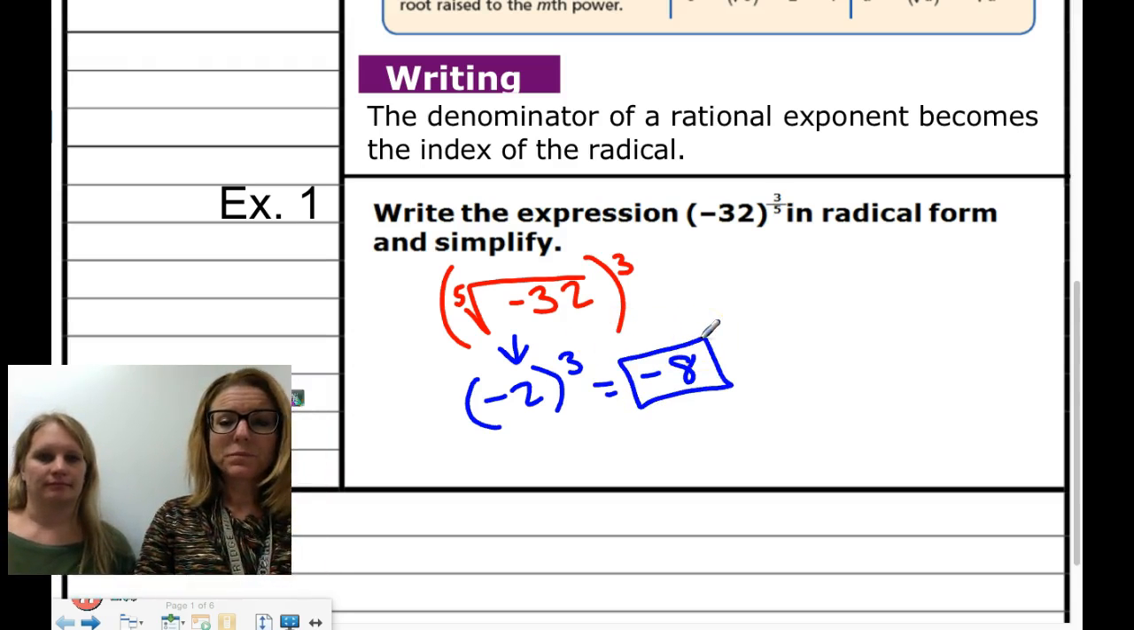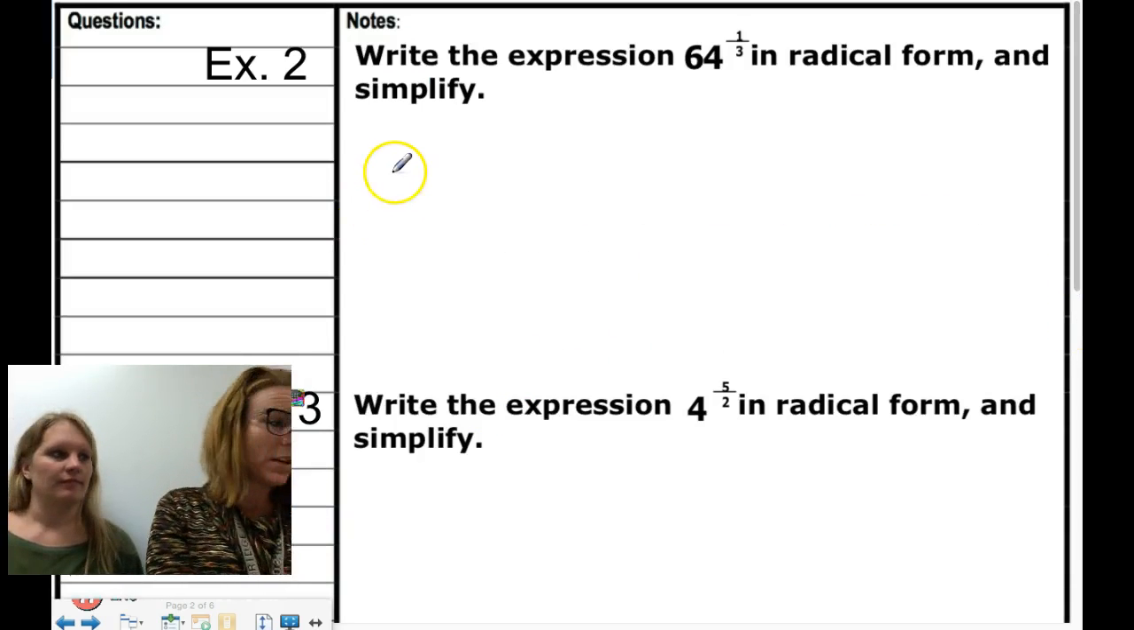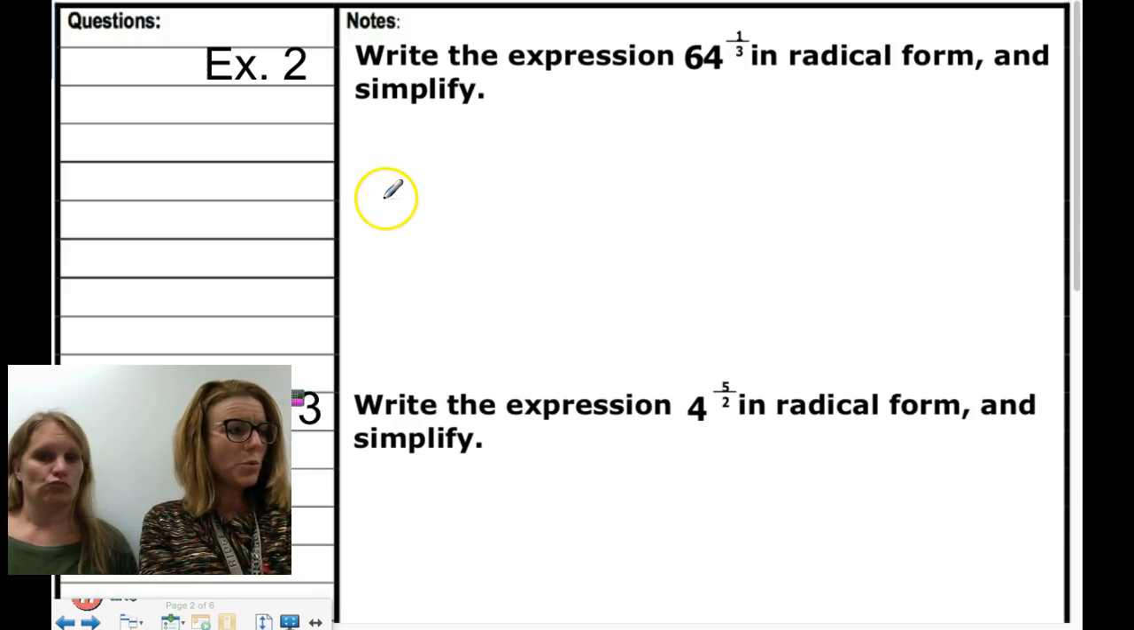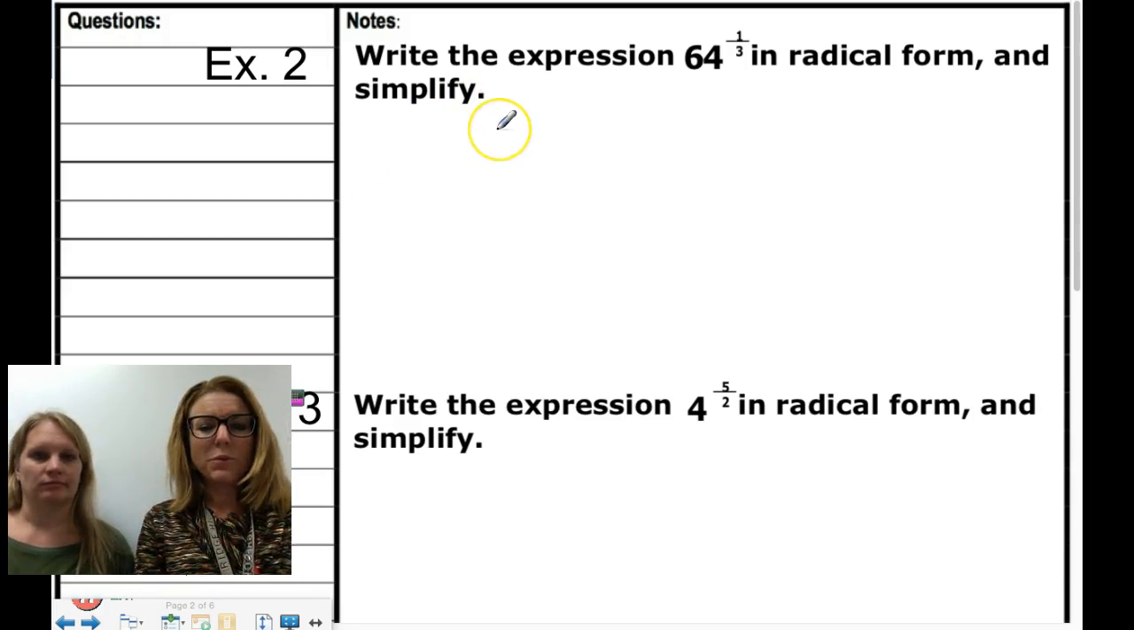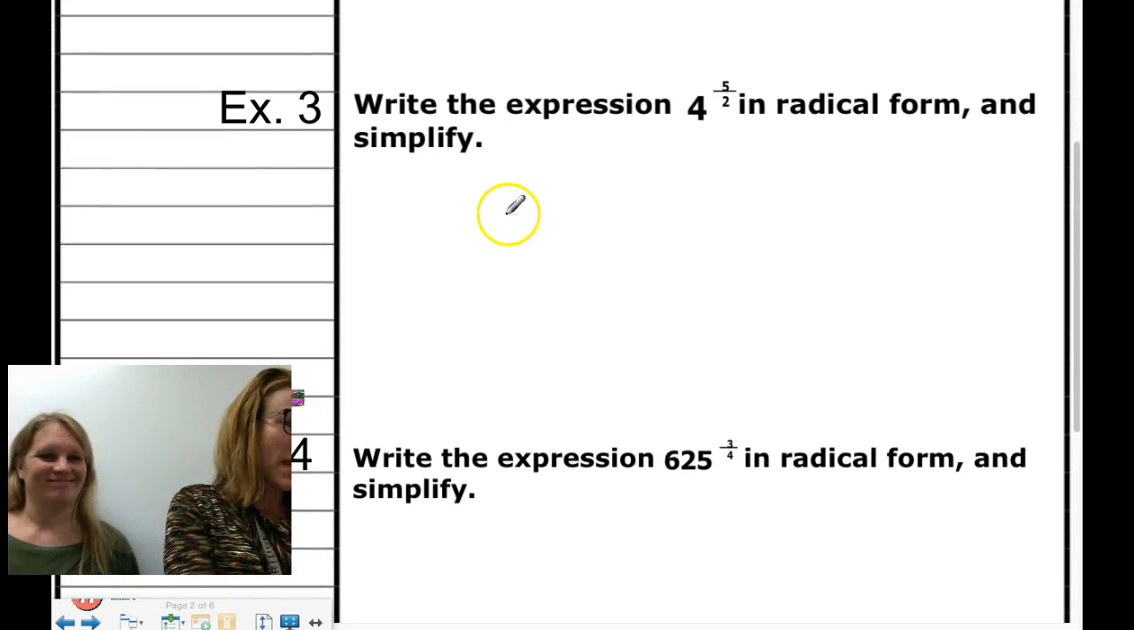Example 2. Let's just look here. Do you want to? Either one's fine. Let's do example 3. All right. Yeah, let's do this one.